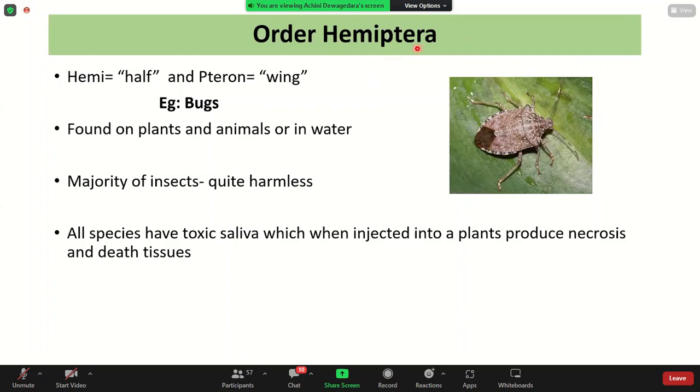I told you most of these terms have a meaning, right? Hemi means half, pteron means wings. Insects with half wings, that is not the exact meaning.